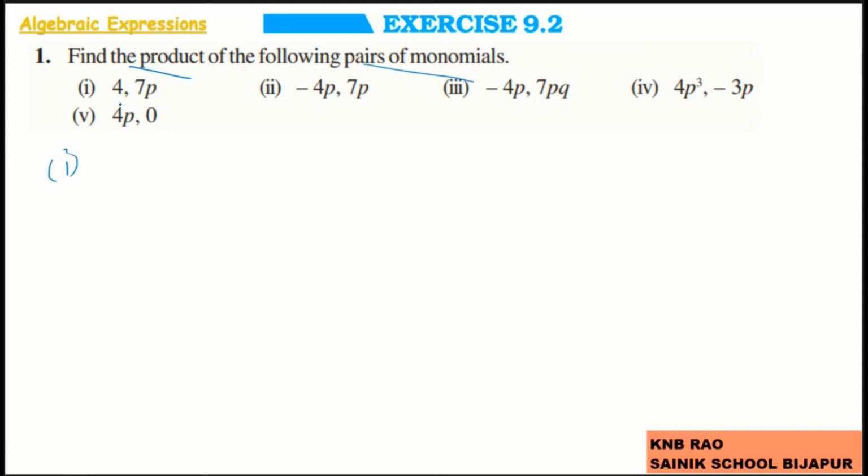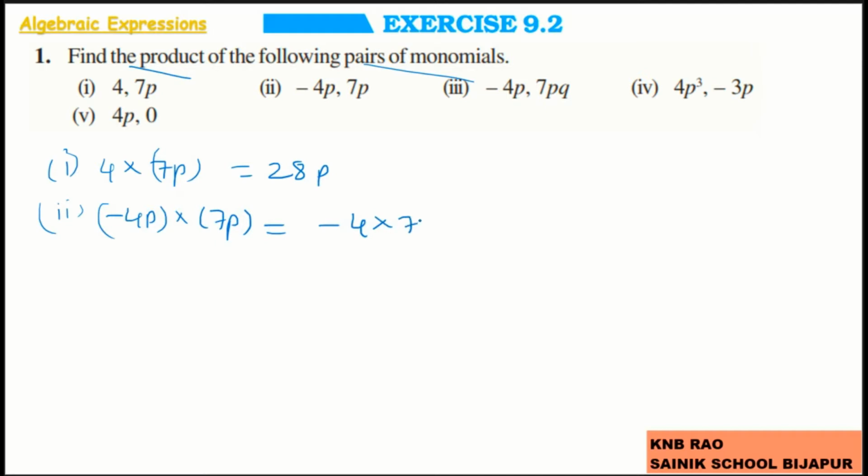The first one, 4 into 7p is 28p. Second one, minus 4p multiplied by 7p. So we will multiply minus 4 into 7, and later p into p, which is the variable portion, and the result is minus 28p square. Similarly, children, you can solve the third one, fourth one and fifth one.